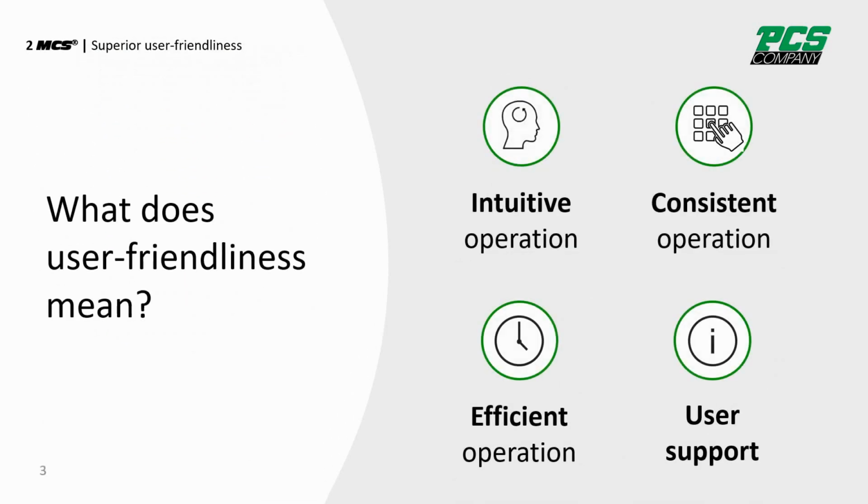When we talk about user-friendliness, we need to be clear about what this term means. Ease of use essentially consists of 4 factors: intuitive operation, consistent operation, efficient operation, and the level of support for the operator. The user interface of the MCS Hot Runner controllers fulfills these criteria to a high degree, as we will see below.